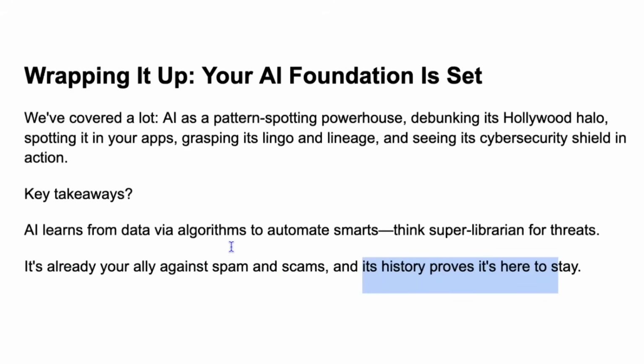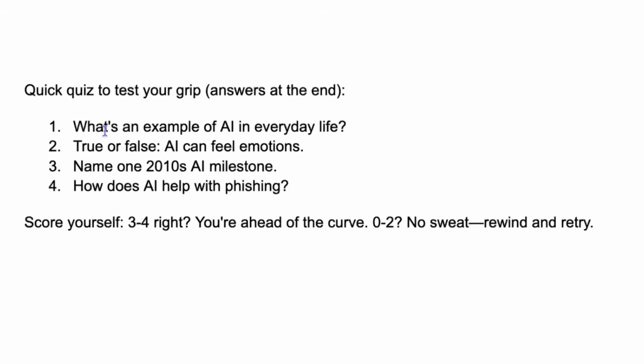So now I want to give you a quick little question. So here's a quick little quiz for you, actually. So we have 4 questions. What's an example of AI in everyday life? True or false, AI can feel emotions? Name one 2010 AI milestone, and how does AI help with phishing?